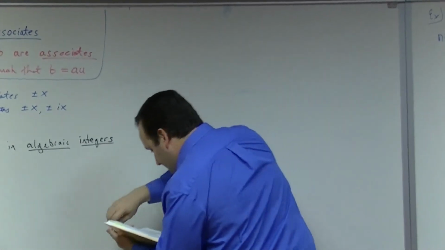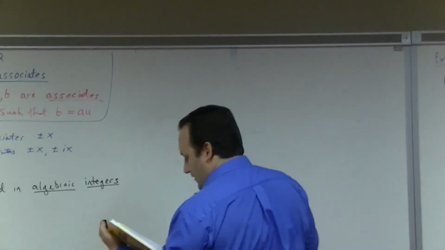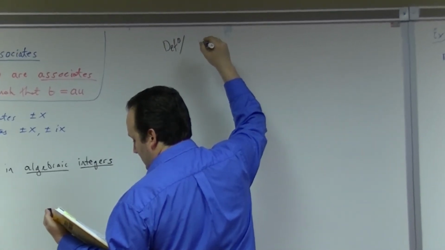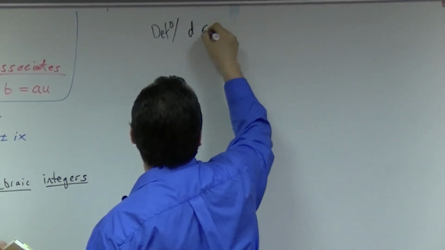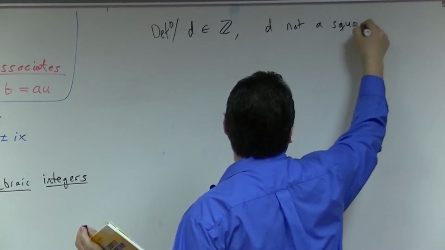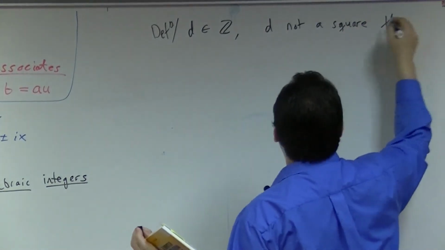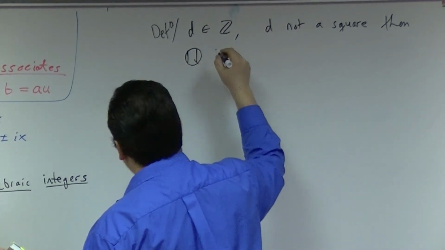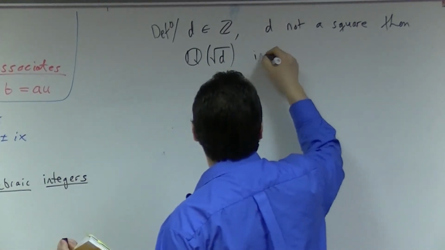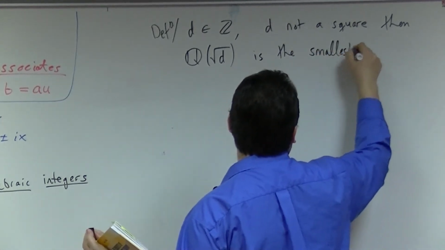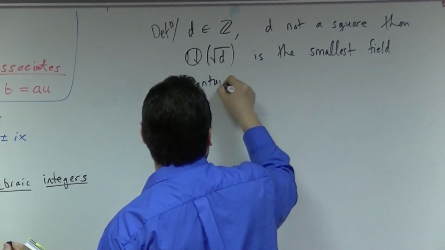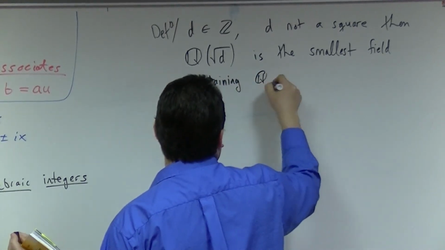Okay, so here's the definition. I think this is a good definition. Let D be an element of Z and D not a square. Or you could say D is square free if you like. Then Q adjoined the square root of D is the smallest field containing Q and the square root of D.